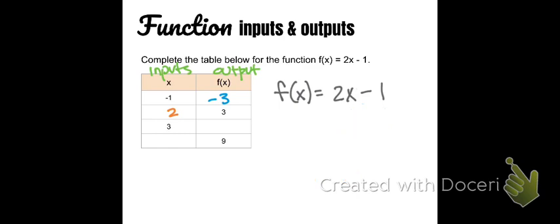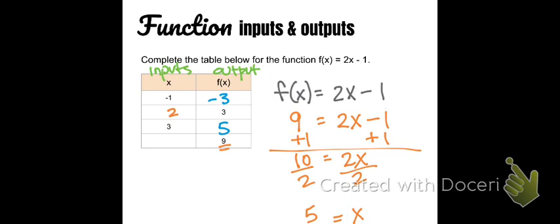And you follow the same process for the next 2 rows. If the input x is 3, our output is 5. If the output f of x is 9, what is x? Again, we just solve this equation, and when we do, we see the input x is 5. If we input 5 into this function, the output is 9.